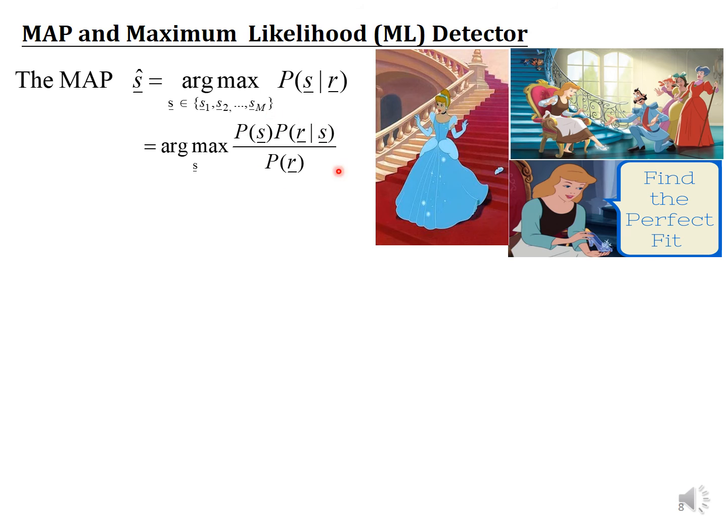We can rewrite this formulation by Bayes' theorem, with the conditional probability expressed through the joint probability of R and S, and the joint probability can be rewritten as P(S) times the conditional probability of R given S. Because P(R) is the summation over all possible candidates, it is irrelevant to S. So the S that maximizes this ratio is equivalent to the S that maximizes this product.